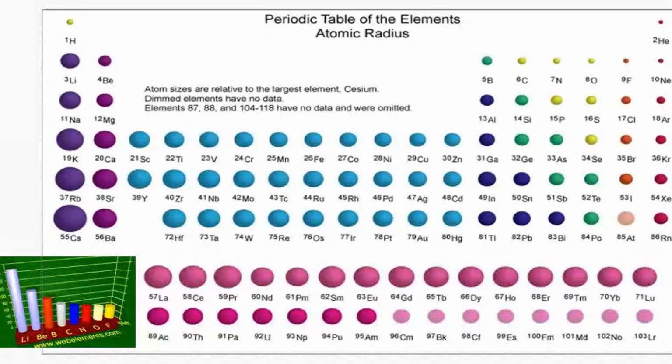Another pattern seen is that as you move down a group or column on the periodic table, the atomic radius increases. This is because as you move down the table, the elements have more electrons and therefore more energy levels. These extra outermost orbitals or energy levels are shielded by the inner orbitals, so they have a smaller pull by the nucleus.